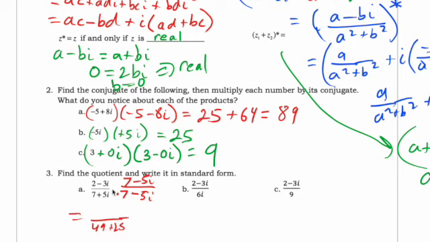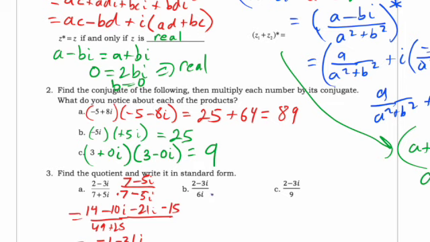And in the numerator, you're going to get 14 minus 10i minus 21i. Negative times negative is positive, but i times i is negative, so you're going to have negative 15. So we're going to get negative 1 minus 31i over 74 as the answer to that one.